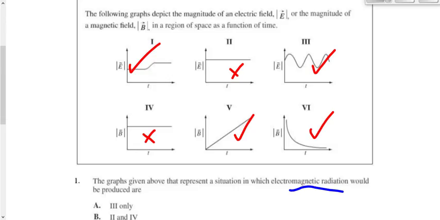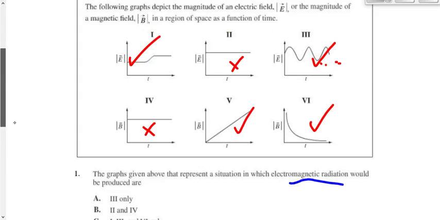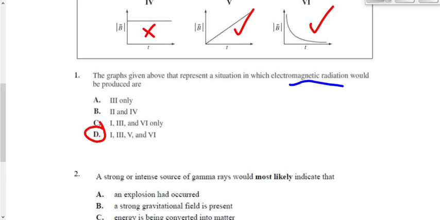So changing electric field generates changing magnetic field. Changing magnetic field generates changing electric field. So we're going to get EMR regardless of what the shape of it is. We're used to seeing stuff like this, but regardless of what the shape is, as long as it's changing, we're going to get EMR produced. The answer is going to be, what do we got here? 1, 3, 5, and 6. 1, 3, 5, and 6, D.